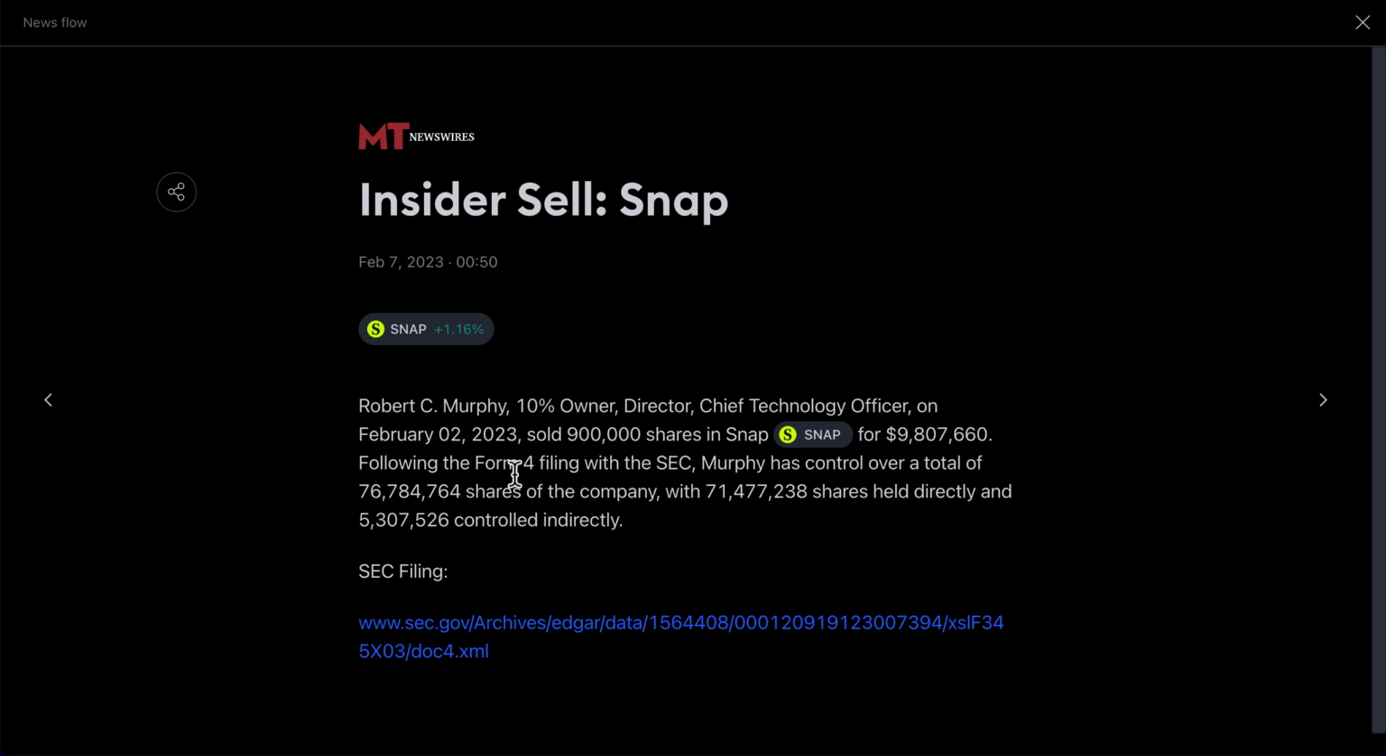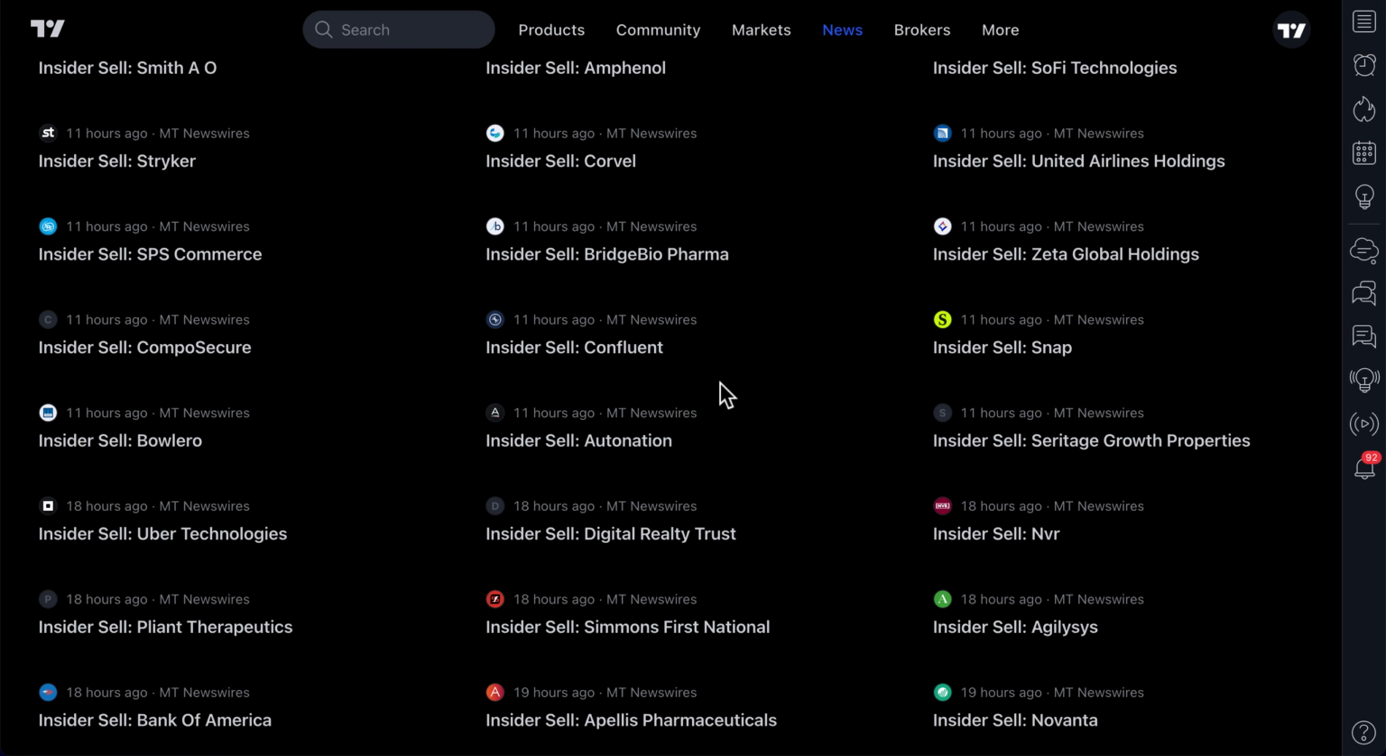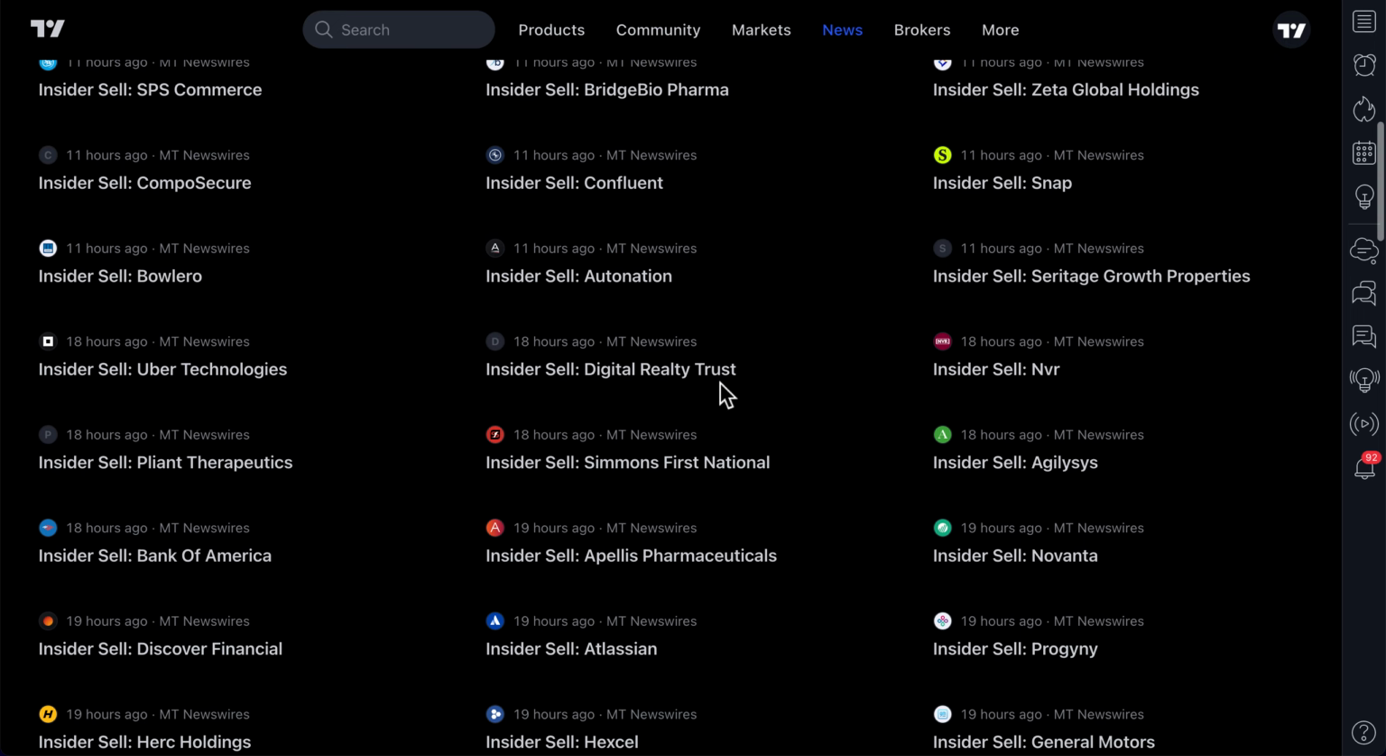So we can click, and we can see that Robert C. Murphy, who is a 10% owner of Snapchat, who is also the chief technology officer, recently sold 900,000 shares of Snap for $9.8 million. In addition, you can even read that he has over 76 million shares of Snap left. That is a lot of shares, and there's even a link here to the official SEC filing. So as an investor, you can follow these insider buys and sells often.